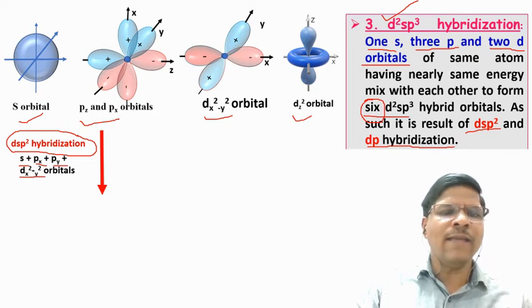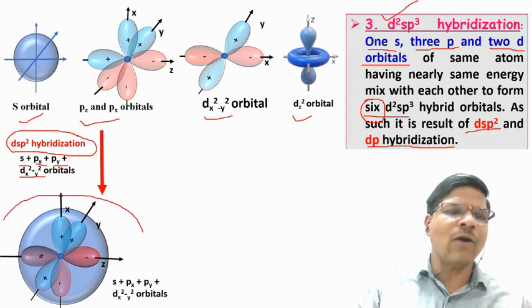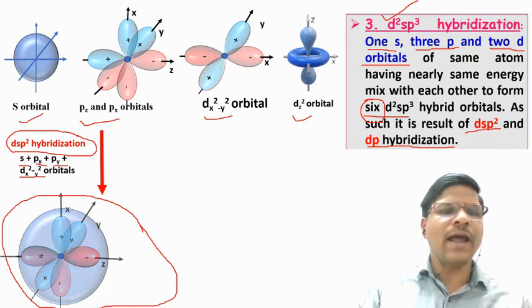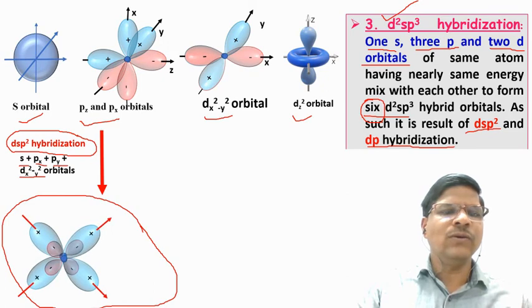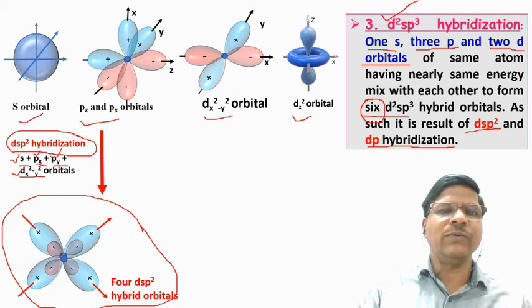They are involved in the hybridization, and in an atom, these 4 hybrid atomic orbitals will mix with each other, and after mixing they give rise to the formation of the 4 dsp2 hybrid atomic orbitals. They are formed from the 4 pure atomic orbitals s, px, py and dx square minus y square orbital.